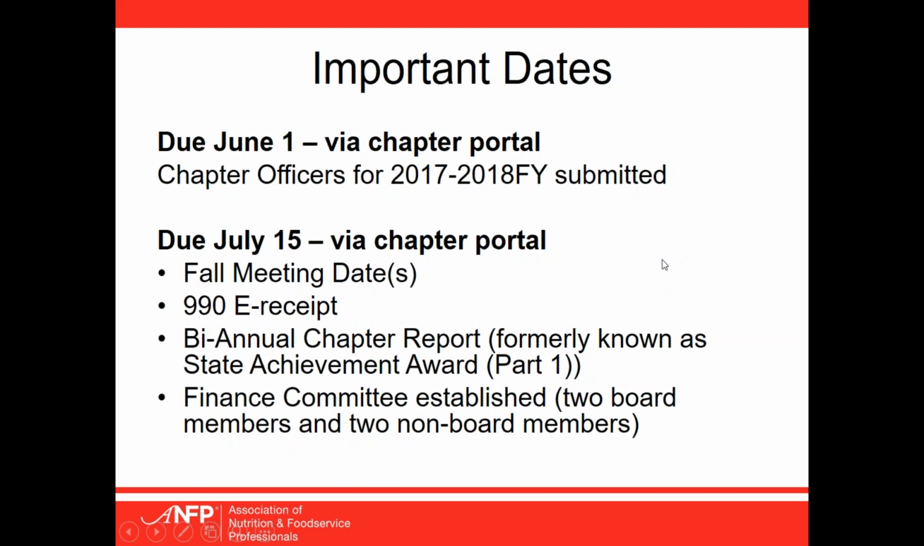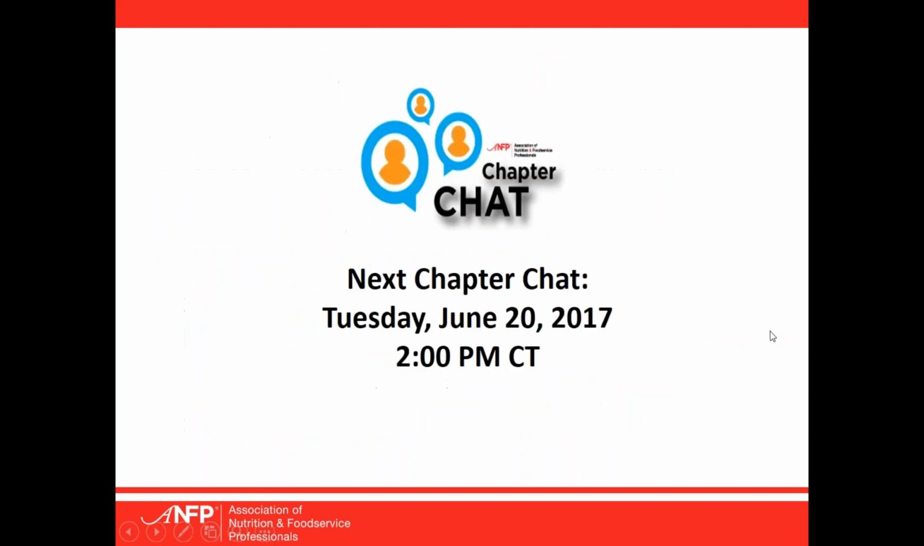And then your established finance committee, which consists of no less than two board members and two non-board members. We need a listing of that here at National by July 15th as well. If you have any questions about that, certainly let me know. There's a lot of information out there on the new rebate requirements, as well as the volunteer handbook coming out shortly that will give you a full checklist, which is also out on ANFP Connect.